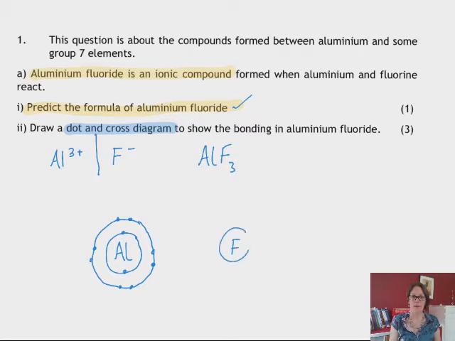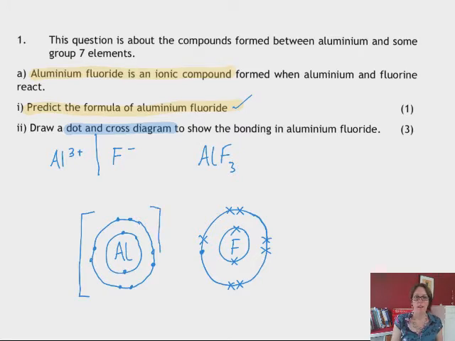Fluoride is also going to make an ion with a configuration 2-8 because it starts 2-7 and gains 1. I'm going to put 2 in the inner shell. I'm going to do 7 crosses, and then I'm going to show my 1 electron having been gained to give it its full outer shell. Then we're going to include the charges.